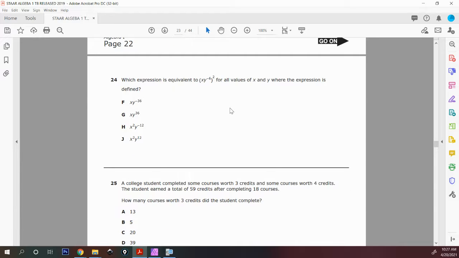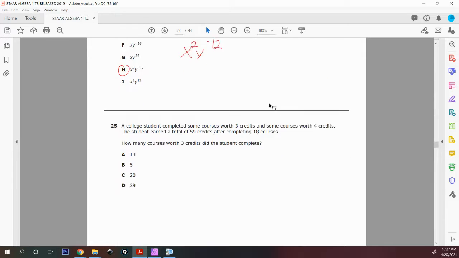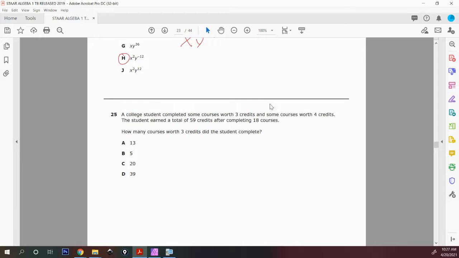That's another good way to do that. Okay, if we're squaring stuff, then the x has to be squared, and the -6 has to multiply by 2, so that'd be -12. So we need x squared and y -12. That's H.